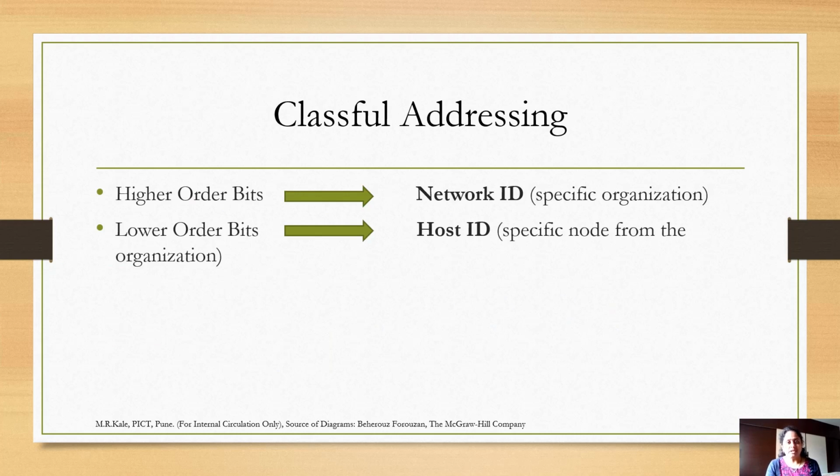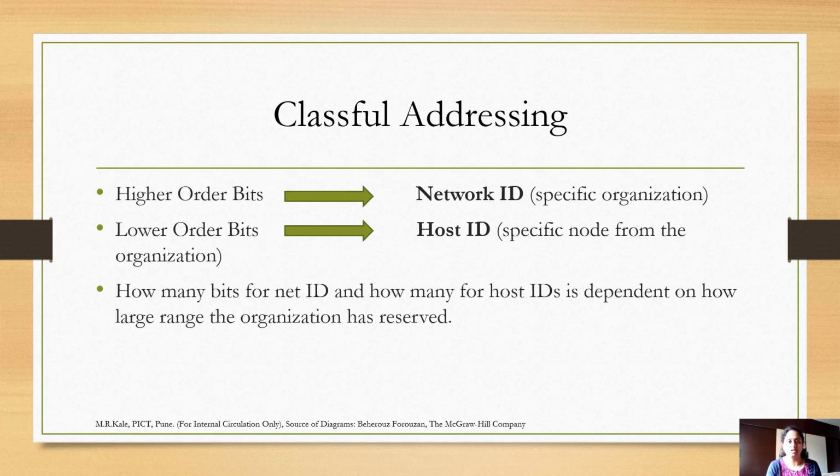In an IP address, there are 2 parts. One represents the network that the IP address belongs to. The higher order bits from the left side are known as network ID bits, and to the right of the network ID we have the lower order bits of the IP address, which are known as host ID bits. How many bits are assigned to the network ID and how many to the host ID depends on how much range of IP addresses the organization wants to reserve.